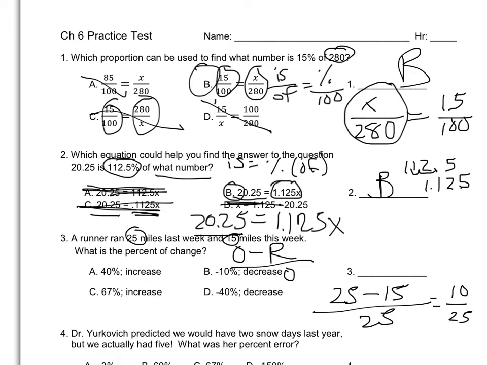Use your good old handy-dandy calculator. You're going to get 0.4. You're going to change that to a percent by moving the decimal 2 places to the right, so 40%. And we are going from 25 down to 15, so that is a decrease. So D, negative 40, a decrease, is your answer.